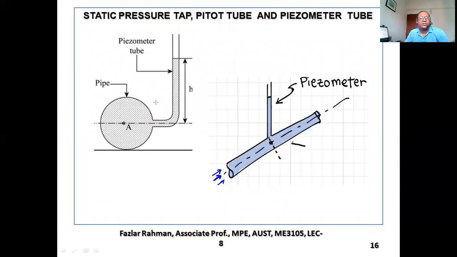Then the fluid tries to go in the upward direction, and atmospheric pressure tries to push it down. So by measuring this height in the manometer, you can figure out the pressure inside the tank. Similarly, if you have an inclined pipeline, you have a piezometer right over here, and you can measure the pressure of the fluid.